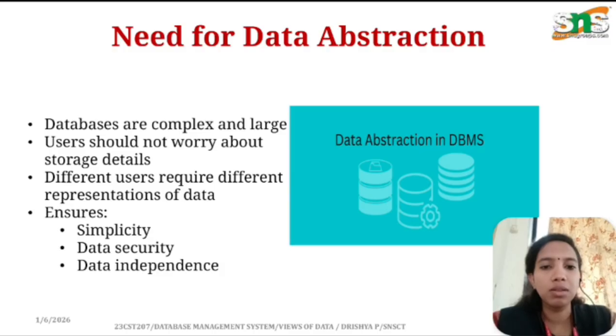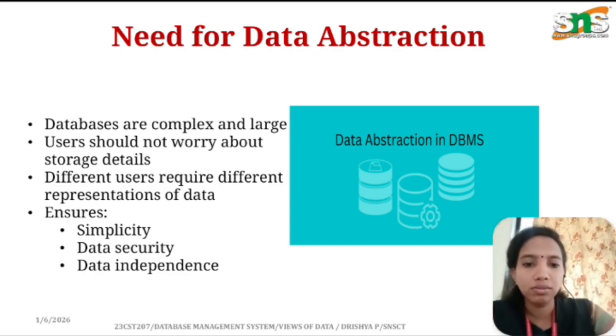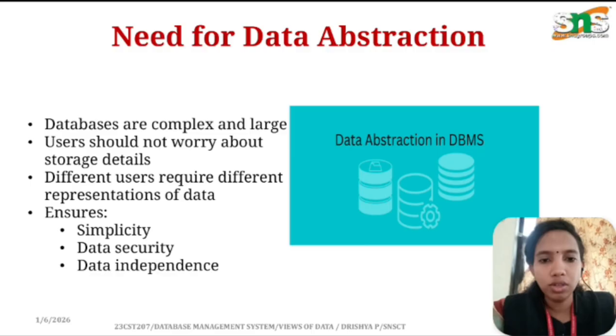Then the need of data abstraction. Databases are complex and large. Users should not worry about storage details. Different users require different representations of data, so abstraction ensures simplicity, data security, and data independence.